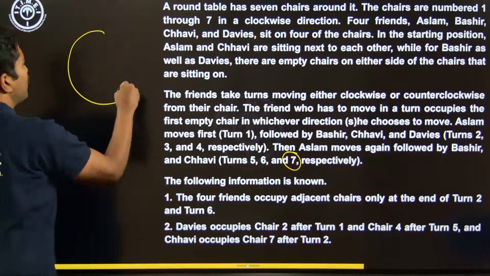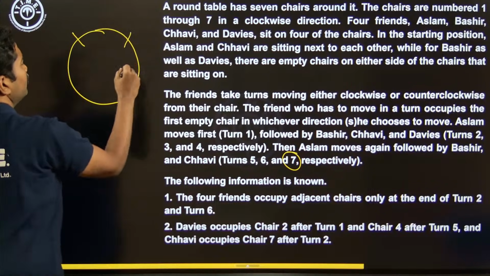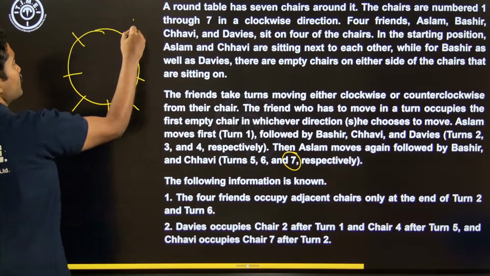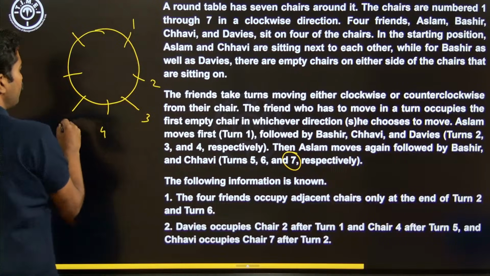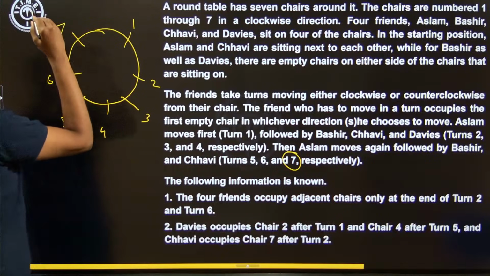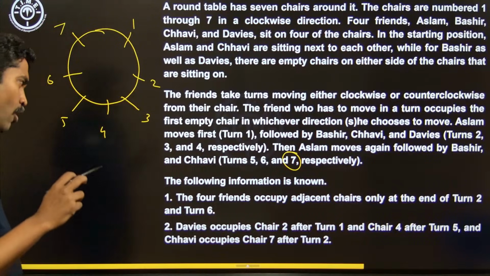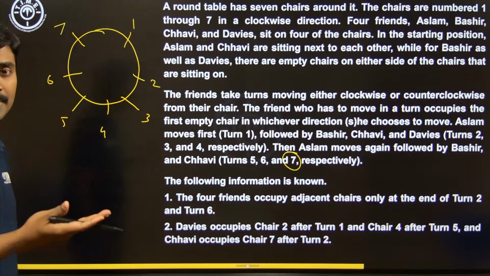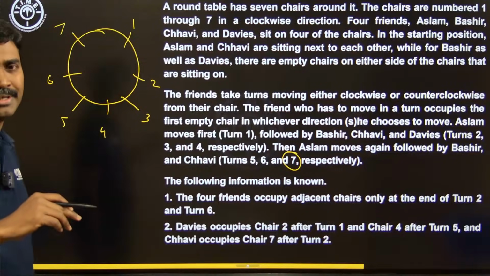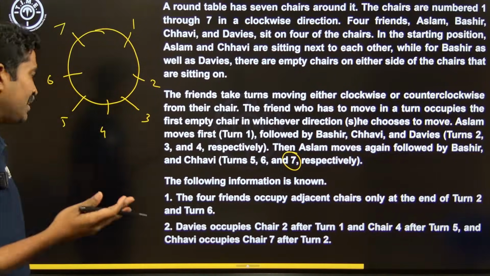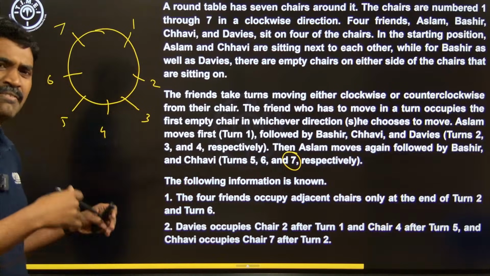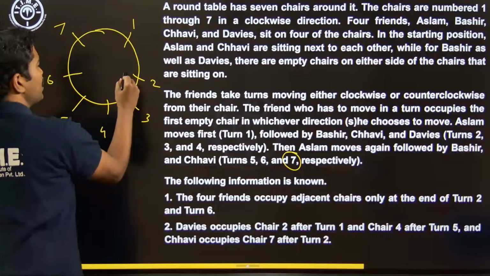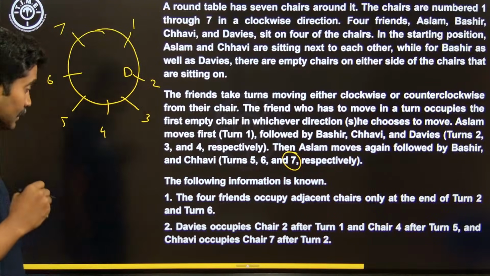After turn 1, D occupies chair 2. Okay, how are they numbered? They are numbered something like this, right? Let's draw it uniformly. So this is 1, 2, 3, 4, 5, 6, 7. All right. D occupies chair 2 after turn 1. Hey, turn 1, D didn't move. Only A moved in turn 1. Which means after turn 1, if D is sitting in chair 2, even before turn 1, D was sitting in chair 2, right? So chair 2, who is sitting? D is sitting here. All right.